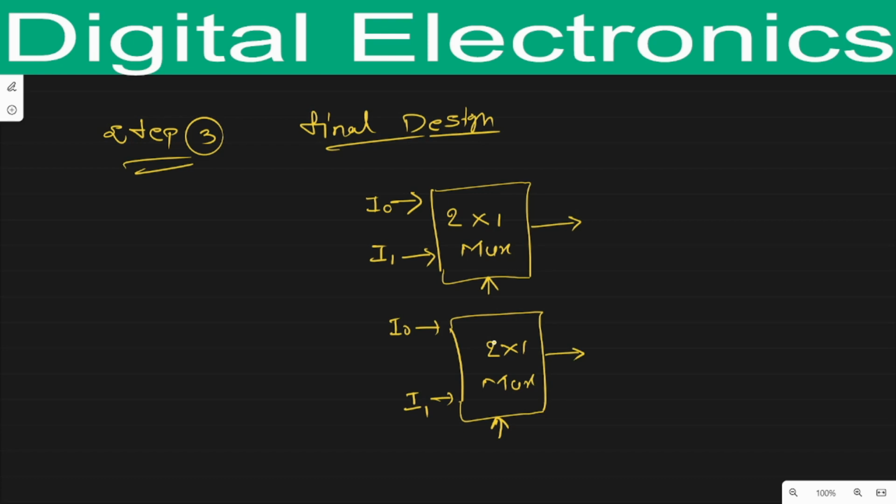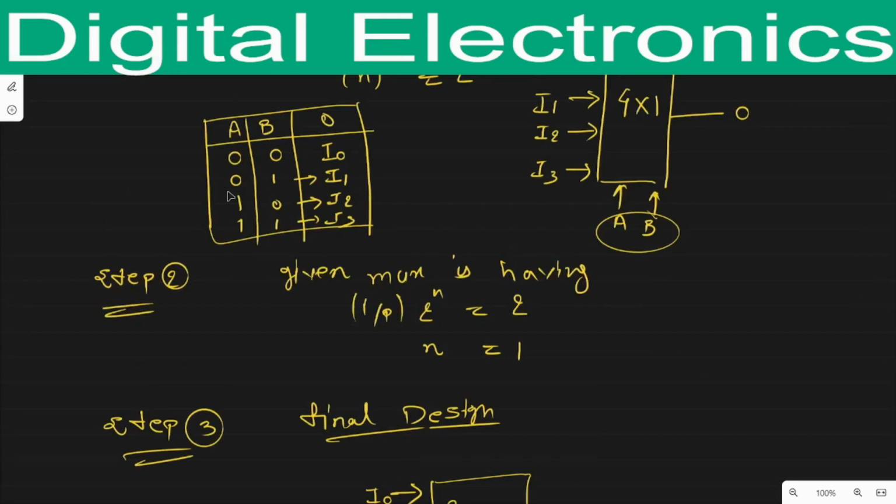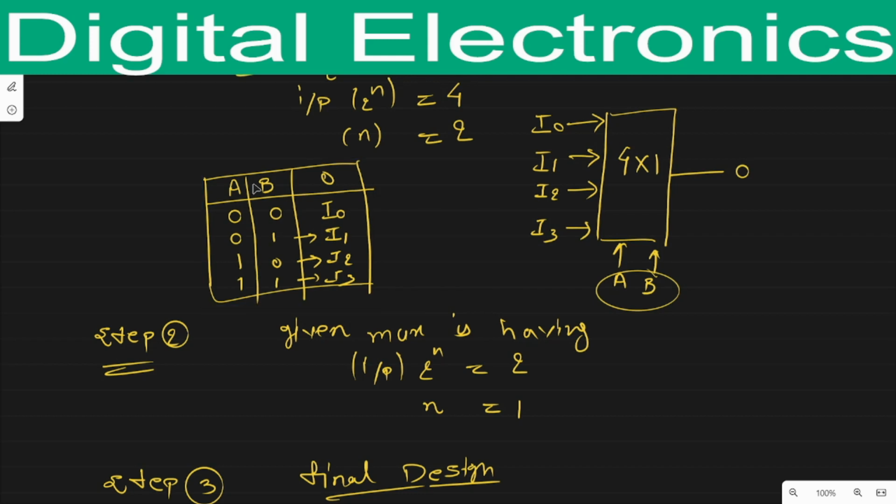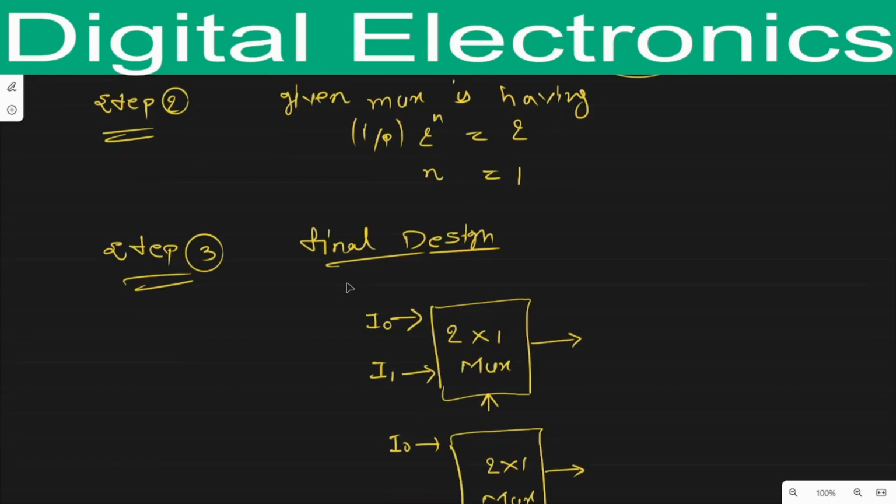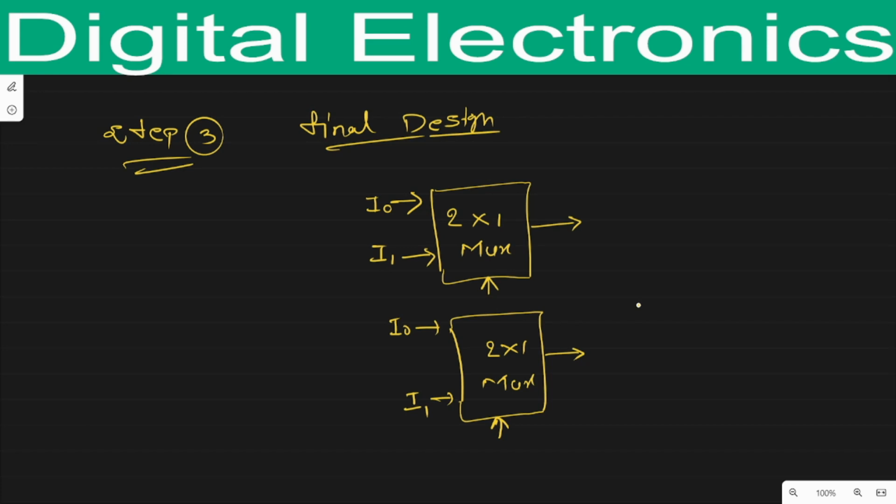Now these multiplexers contain a single selection line, but in 4x1 mux we need two selection lines A and B. So what we will do, we will represent this selection line as B, take it as common, and connect both selection lines. This one is the common selection line.